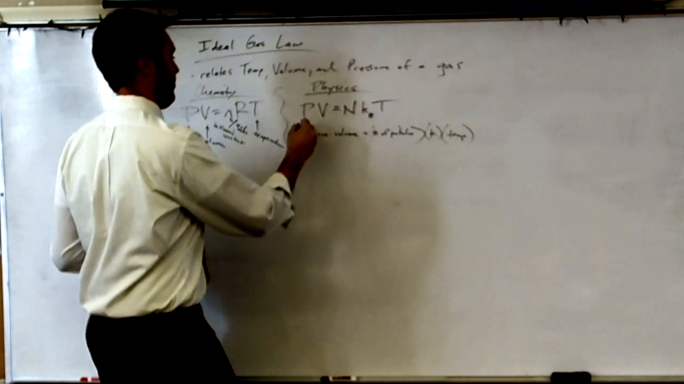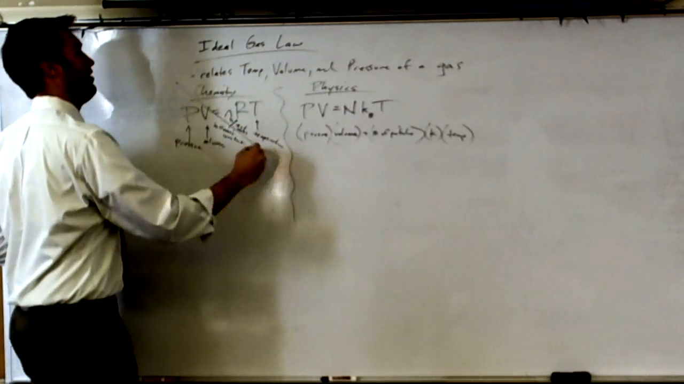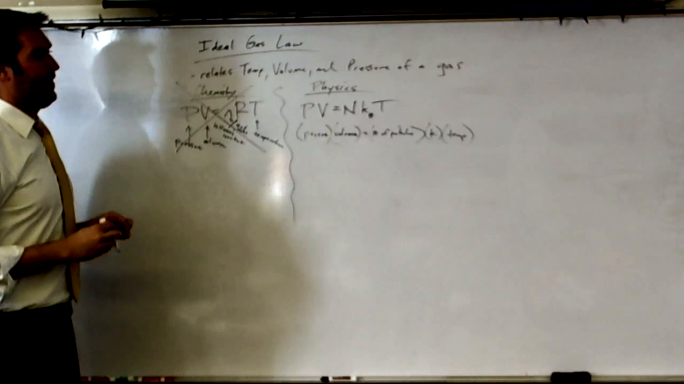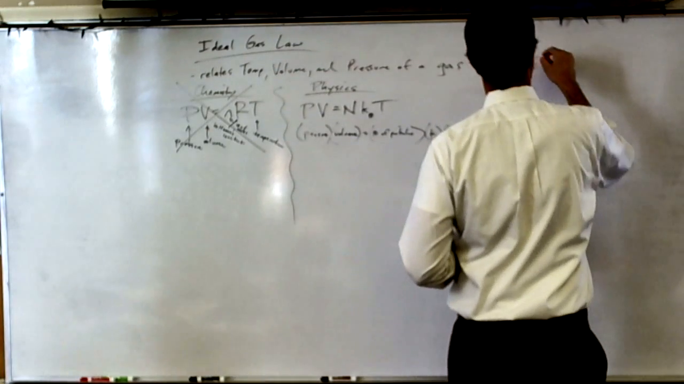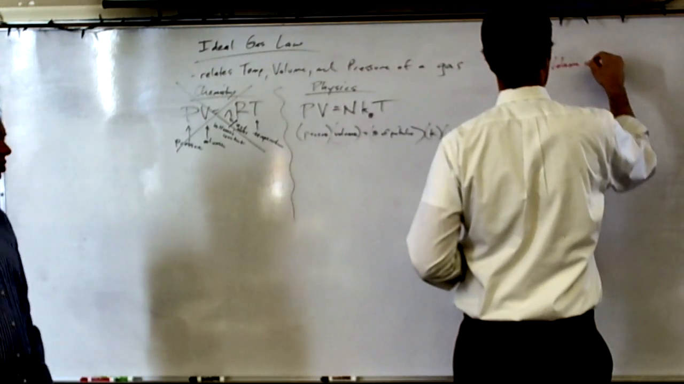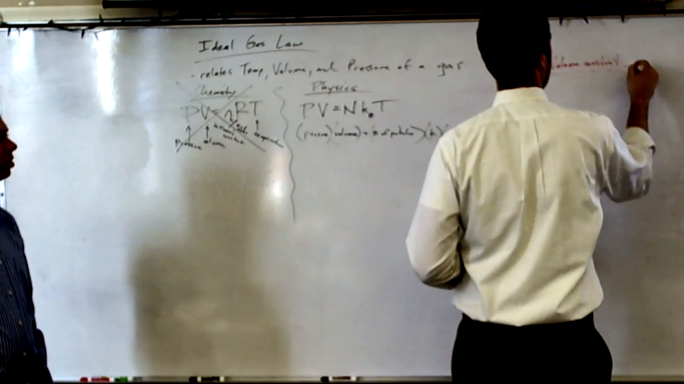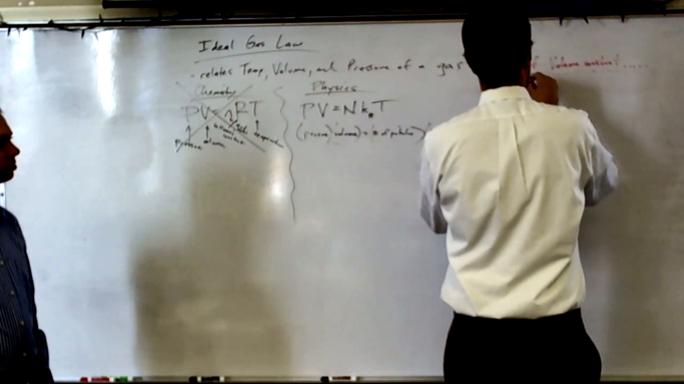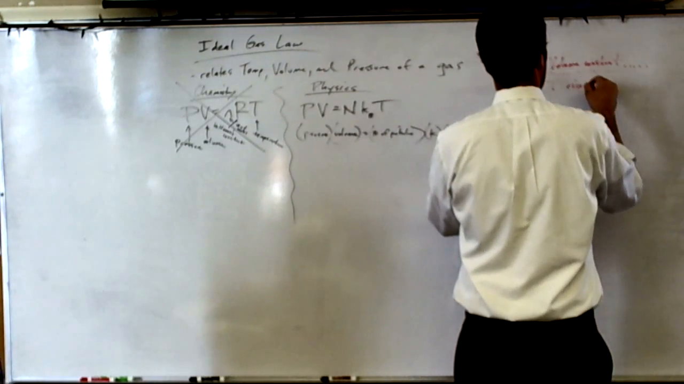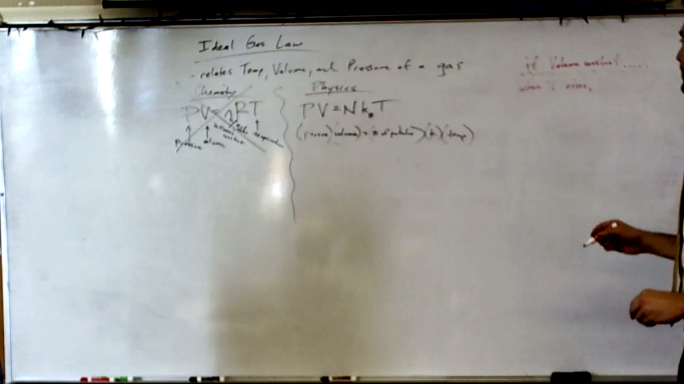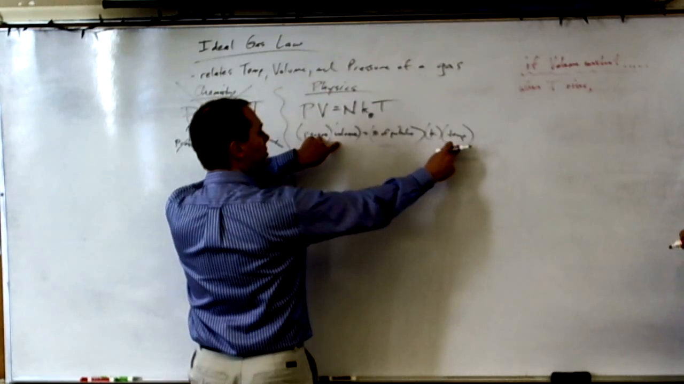Now let's talk about what this means, because it does relate temperature, volume, and pressure of a gas. The reason is because in a closed system, what things will not change? Well, no, the volume can change in a closed system. What two things will never change? The number of particles and the constant. Those two things will not change in a closed system, meaning that these three can change.